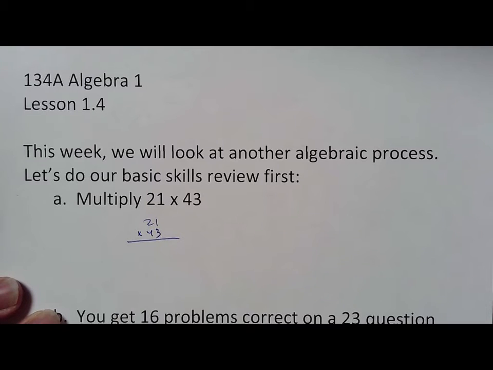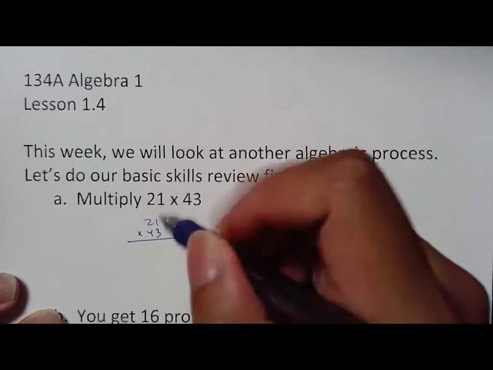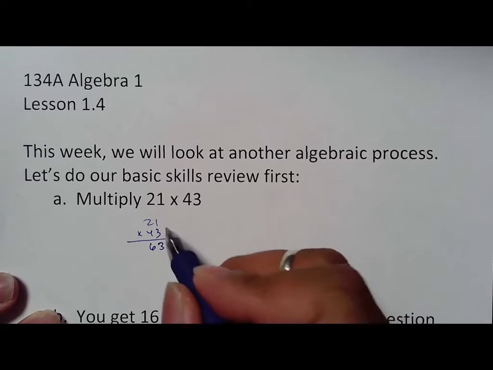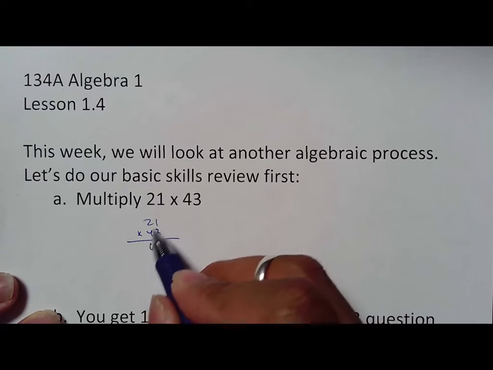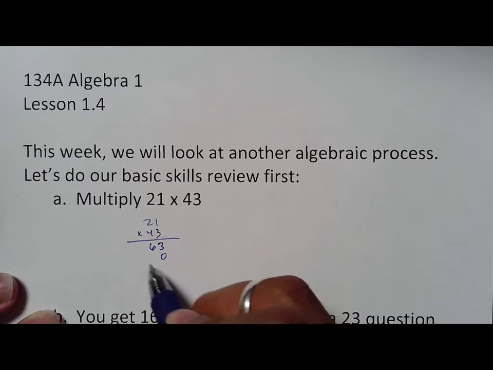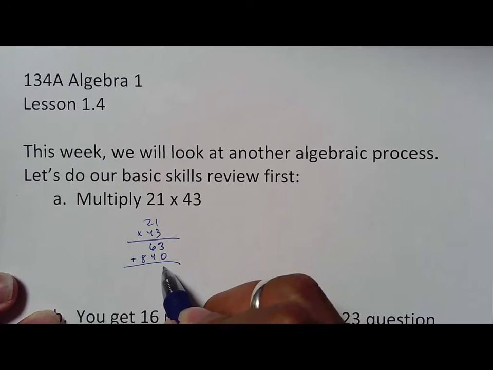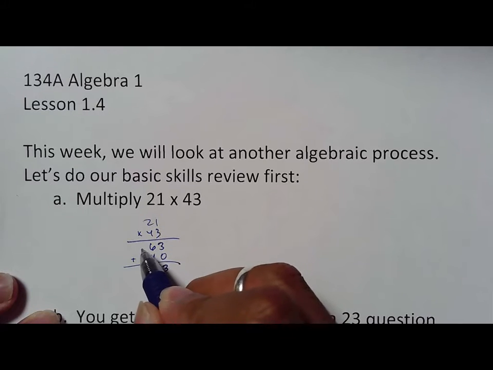21 times 43, again, remember that we freeze on the 3. 3 times 1 is 3. 3 times 2 is 6. We then, because we're done with 3, bring down a 0. Freeze now on the 4. 4 times 1 is 4. 4 times 2 is 8. And then add up your columns. 6 plus 4 is 10.